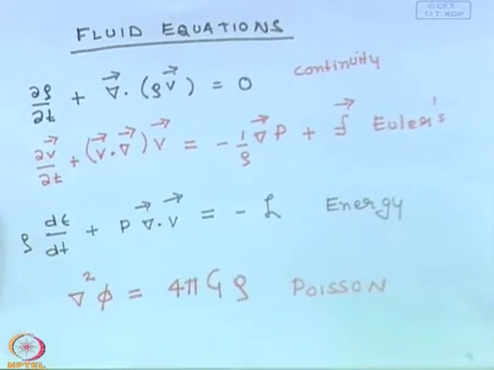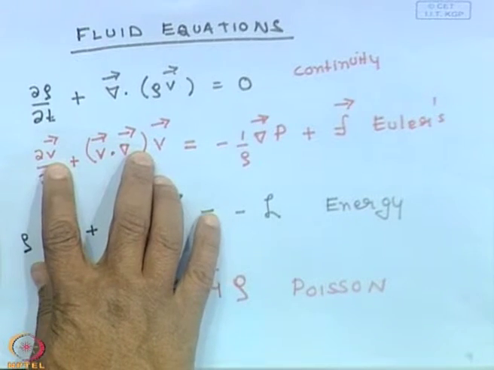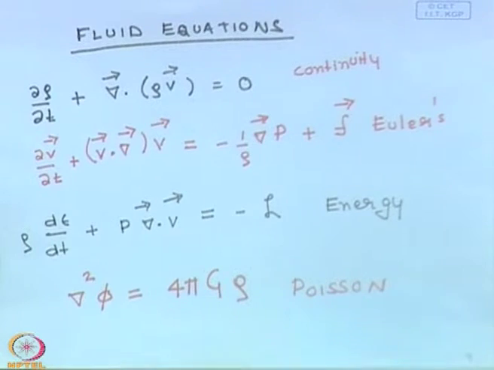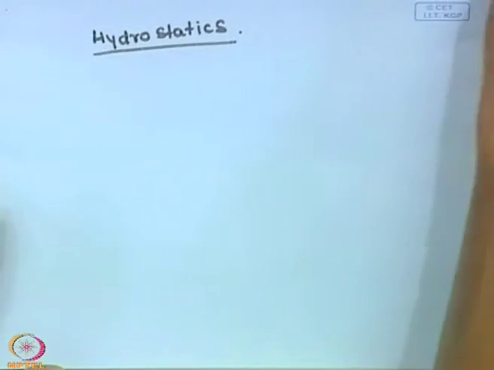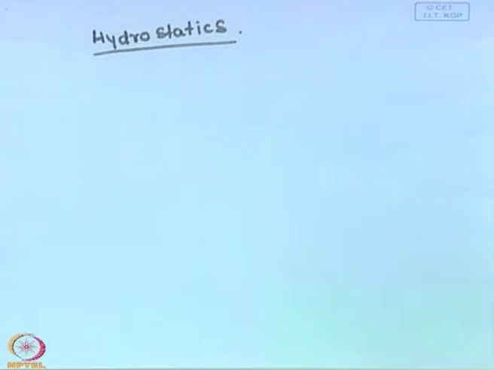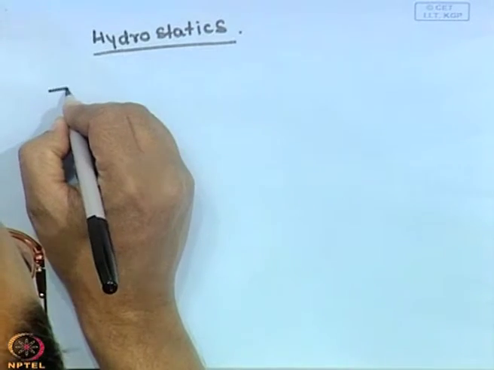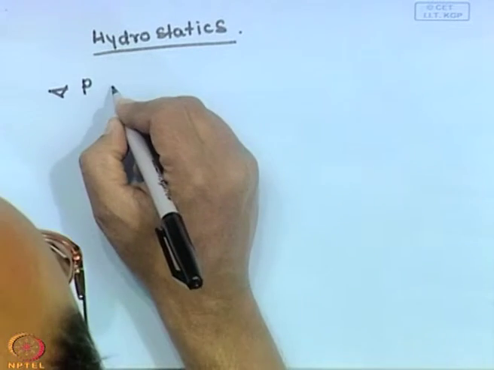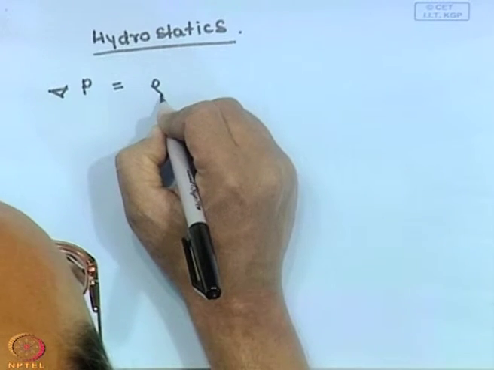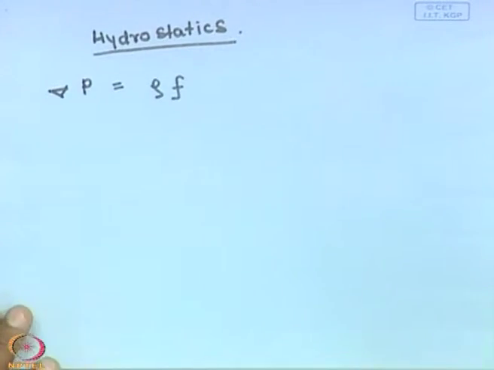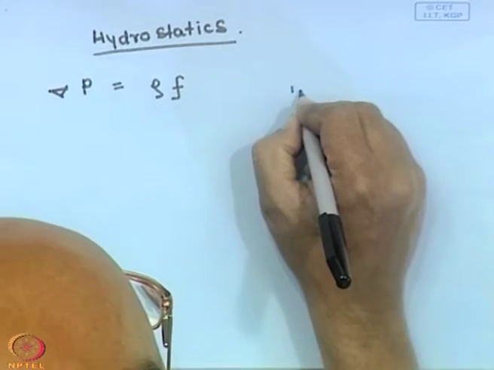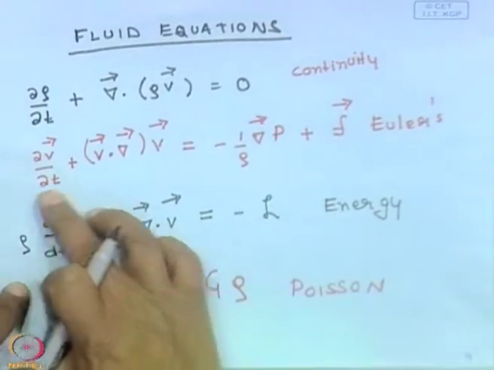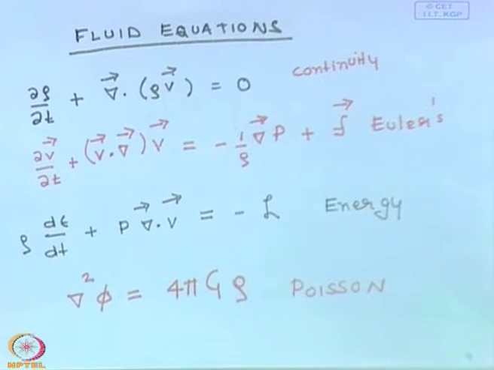In the Euler equation, the first two terms involving the velocity do not contribute, and we have essentially grad p is equal to rho into the force per unit mass, or the acceleration. So, that is the first equation, that is the Euler equation. So, the two forces, the pressure gradient force and the body force, they have to cancel out.